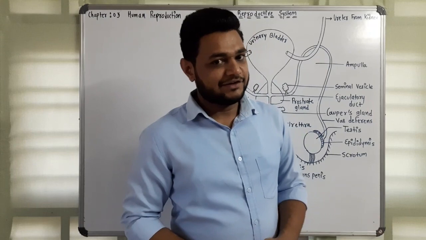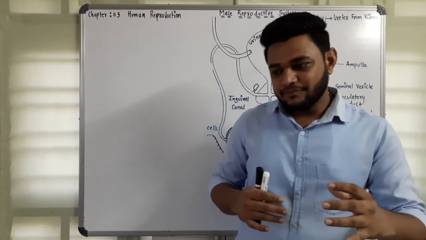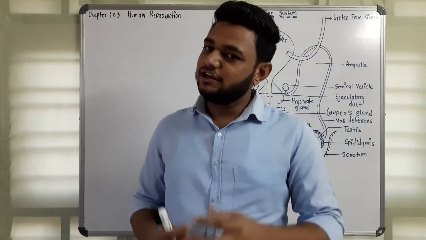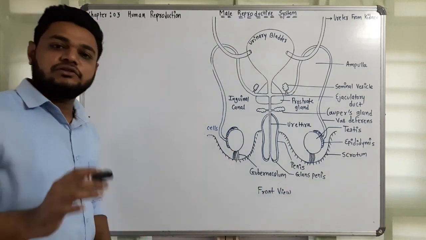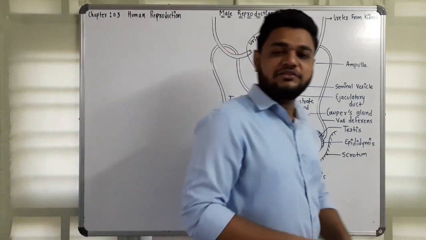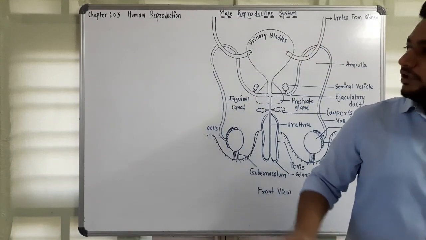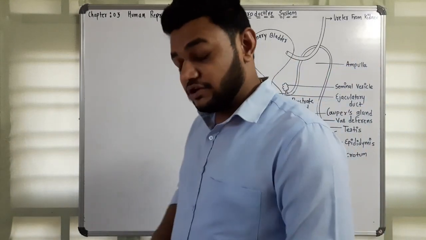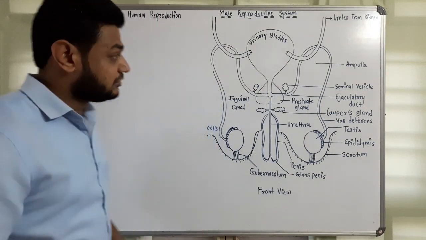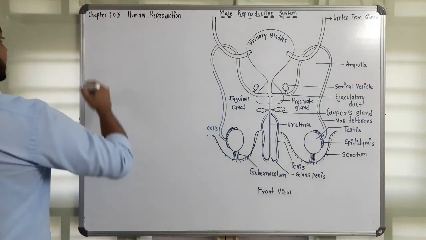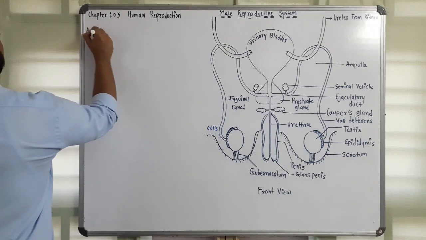Now students, let us understand the part or role of accessory ducts. We have already observed the structure of testis, the internal structure of testis, and the role of certain hormones. Now we will discuss the role of accessory ducts.